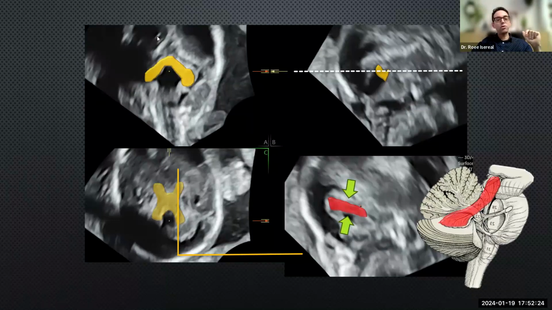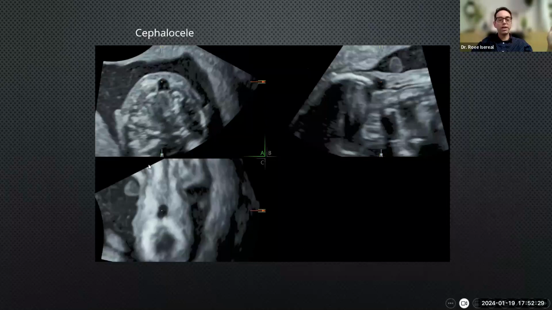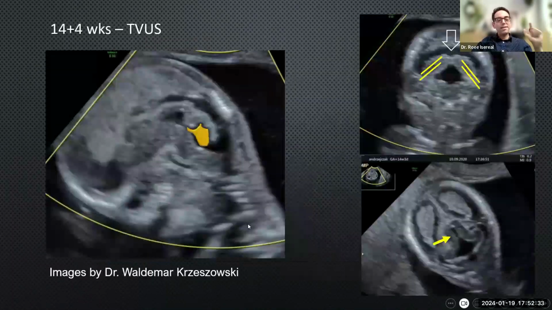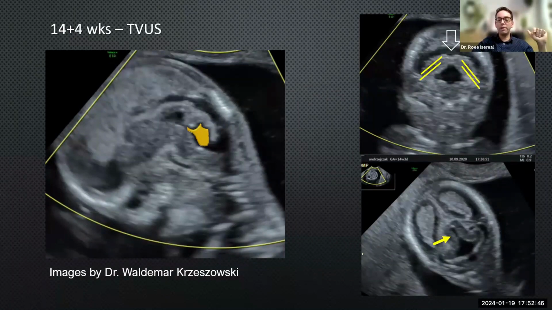In addition, I also find a small cephalocele here below the occipital bone, which again is part of the phenotype of the ciliopathies. Now, this is another case sent to me by Dr. Waldemar Krzyzowski, a good friend of ours from Poland. I think he's also there with you in the audience, and he's a fantastic sonographer. He spent some time with us, he studied with us, and he's doing a brilliant job back home in Poland.